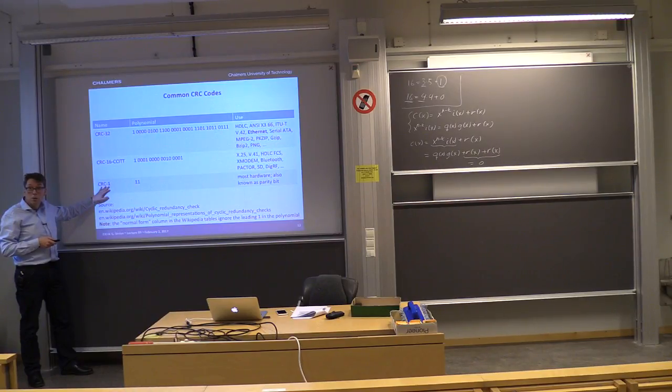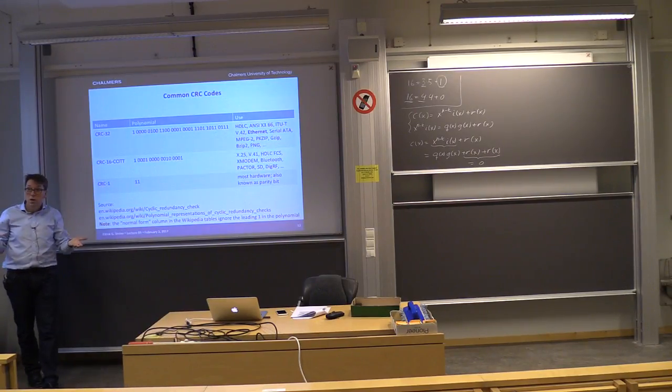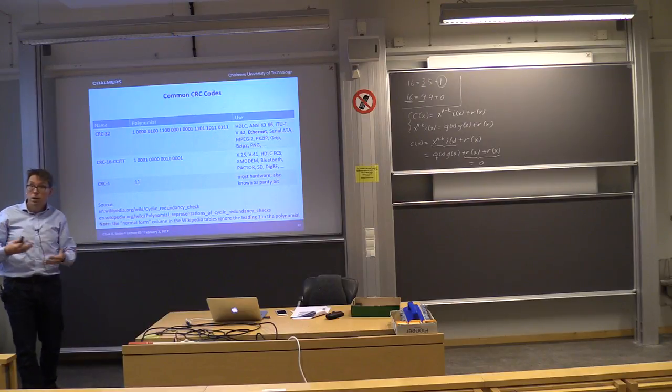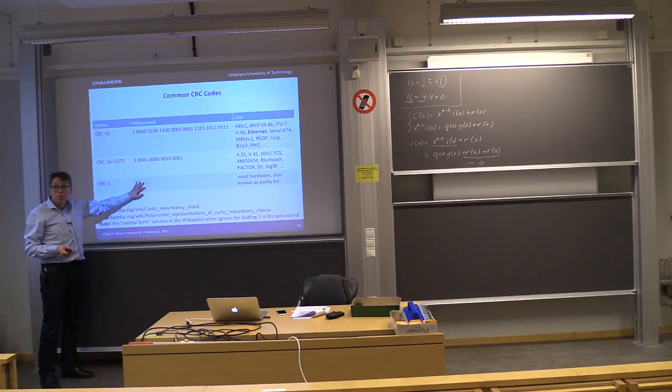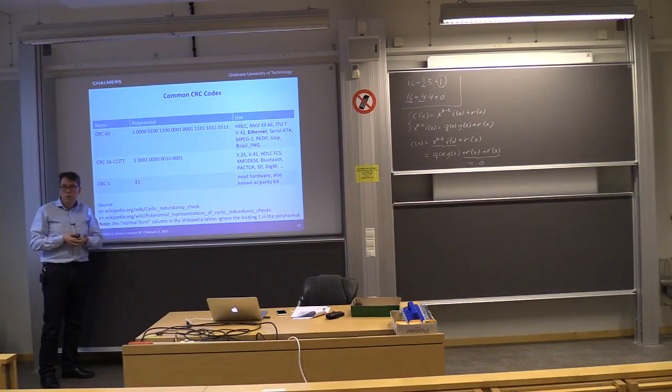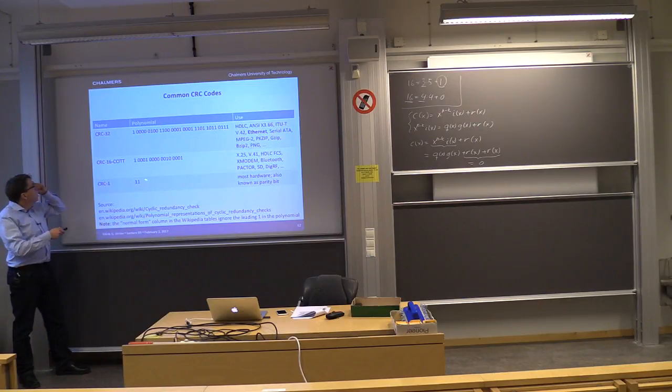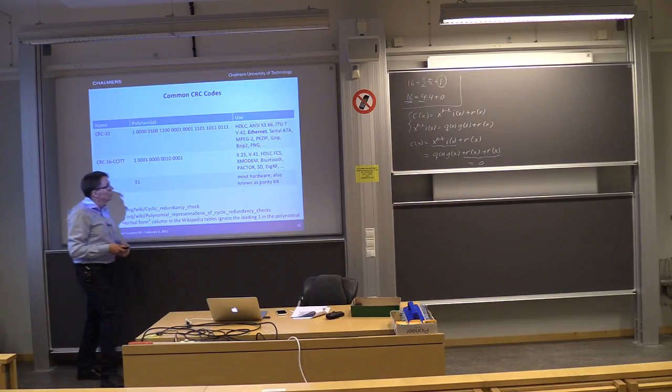So one can see that to generate the single parity check bit, we can use a CRC if we like. That's just saying that the single parity bit is a special case of a CRC. Now, this CRC32 is used in quite many different types of standards.